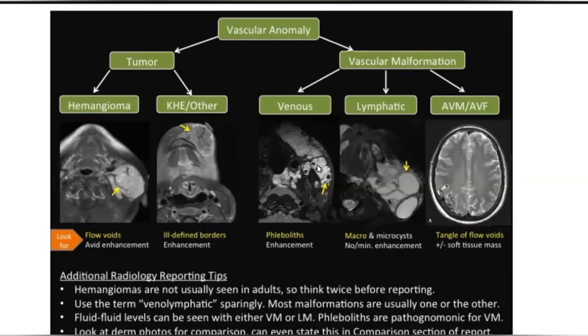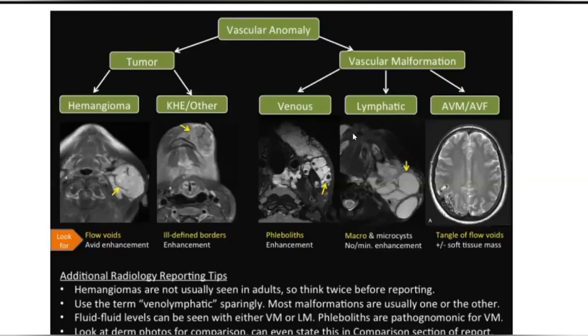So low flow is always bright on T2, whereas high flow malformations such as AVM and AV fistulas are usually low on T2 and mostly on T1 as well. That is how you differentiate between low flow and high flow malformations. You need to describe it in your descriptors. Ancillary findings: with venous malformations, sometimes with hemangiomas, you may see phlebolytes. For lymphatic malformations, you may sometimes find large cystic areas with fluid levels.